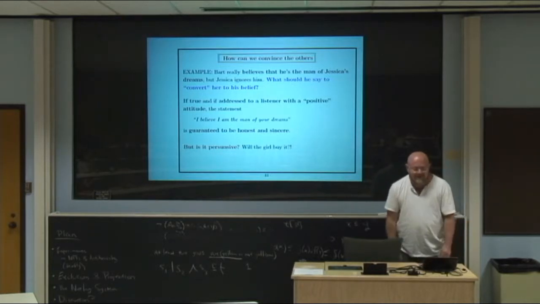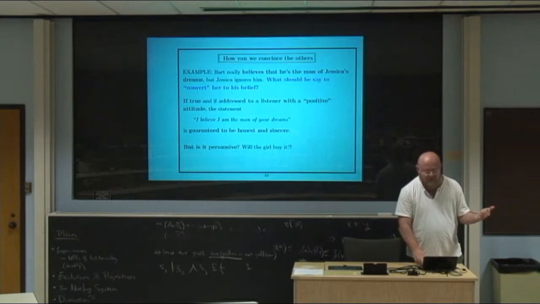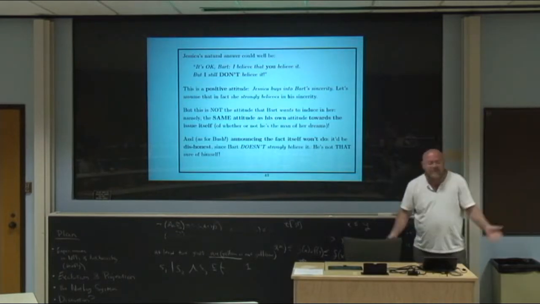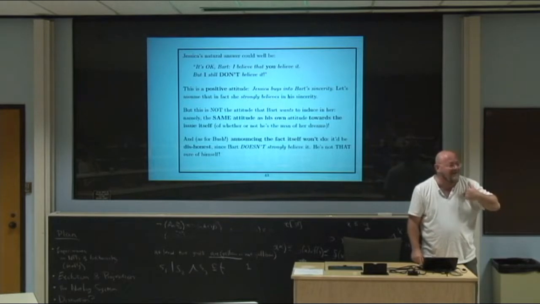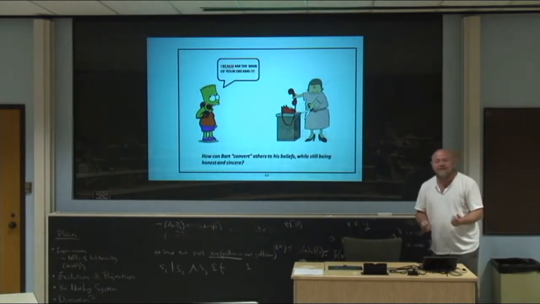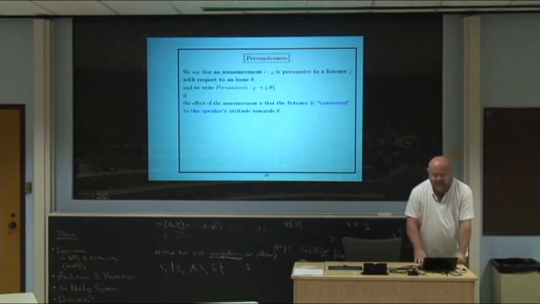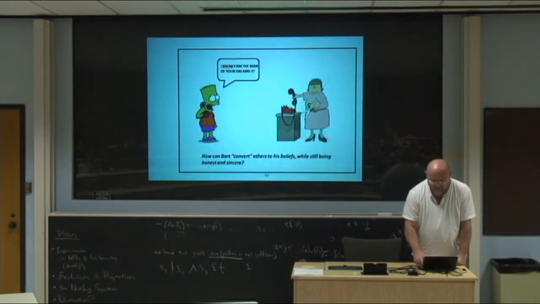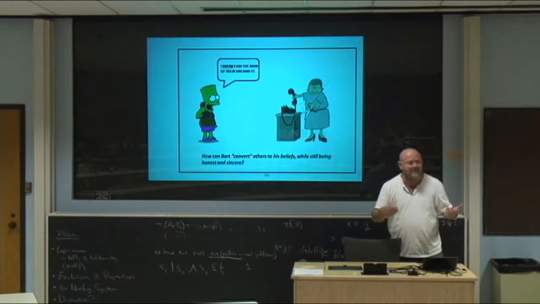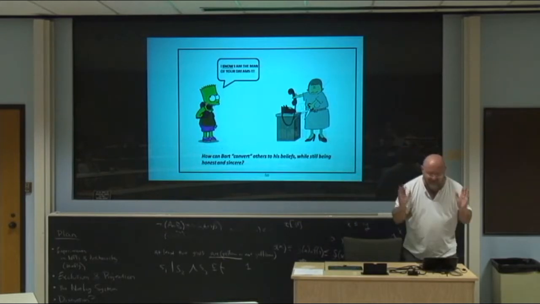Another example is Bart. Bart can say, I believe I'm the man of your dreams. This will be honest and sincere, but it will not be persuasive. Because if he says that, Jessica's answer naturally would be, it's okay, Bart, I believe that you believe it, but I still don't buy it myself. So that's all right. If he says, I really am the man of your dreams, then he risks being dishonest, because it's more than what he has. So, in order to be persuasive, he will have to say, I know I am the man of your dreams. And if you take this as knowledge in the sense of defeasible knowledge, then this is sincere, it's honest, and it is persuasive if she strongly trusts Bart, which is a big if. Okay.